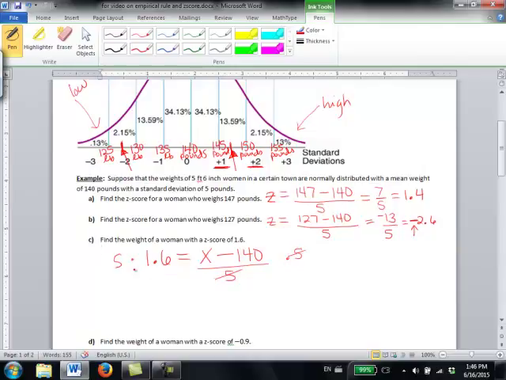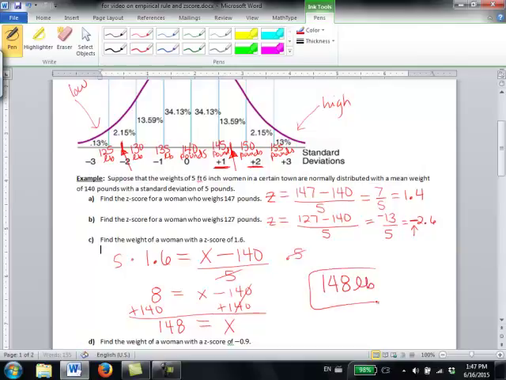On the left side, I have 5 times 1.6, which is 8. So now 8 is on the left side and x minus 140 is on the right. I add 140 on both sides to isolate the variable. So on the right side I have x, and on the left side I have 148. So my data value would have to be 148 in order to get a z-score of 1.6. She would have to be 148 pounds to have a z-score of 1.6.